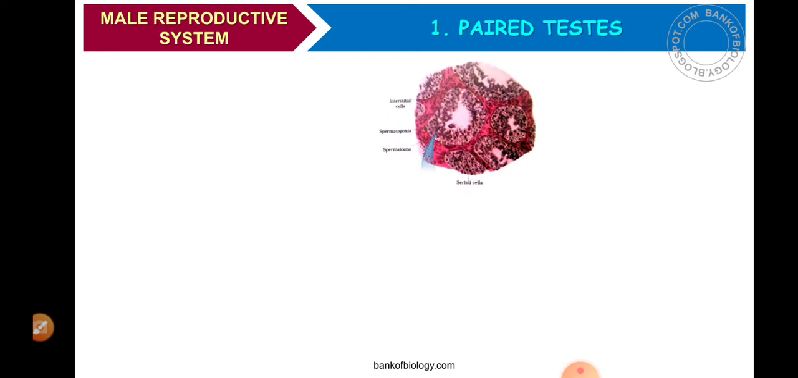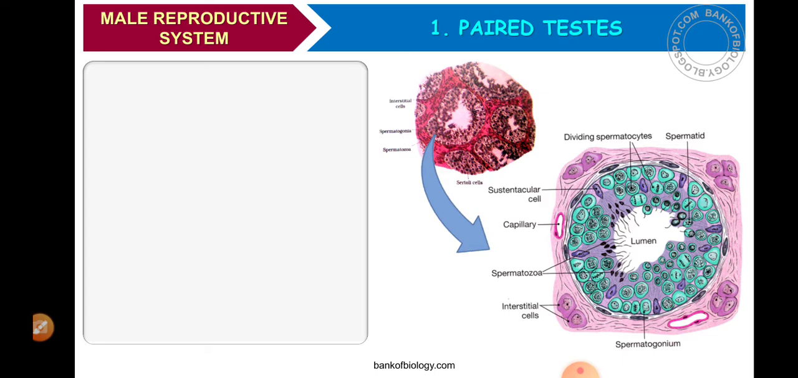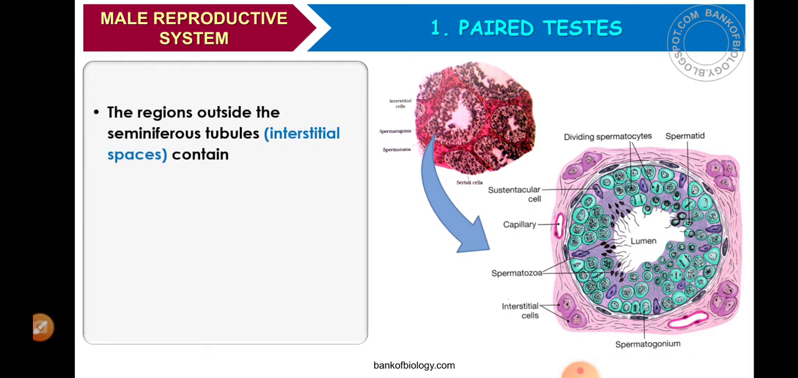This is one more sectional view of a pair of testes. This figure also came in the board examination for labeling purposes. So you see that, and in your NCERT book, this figure is given as 3.2.